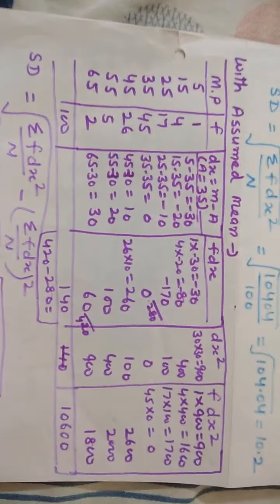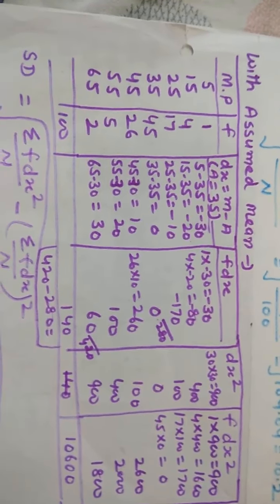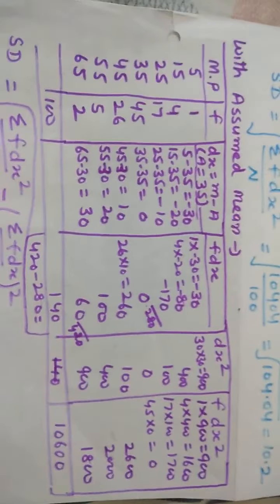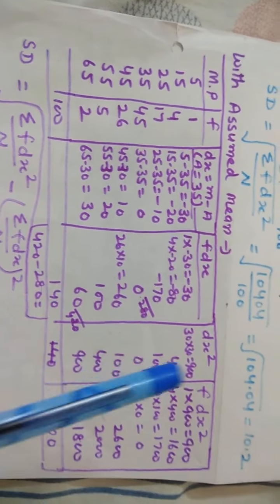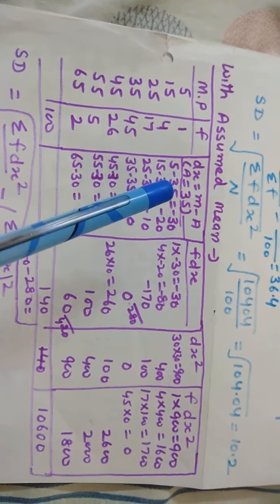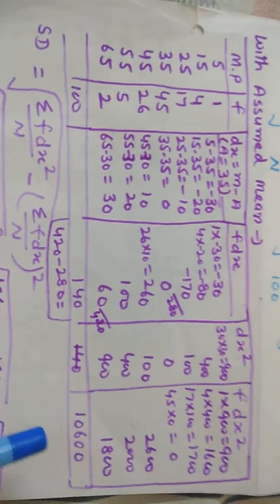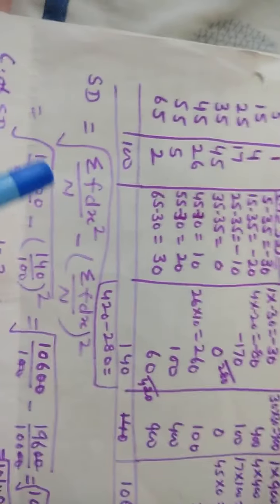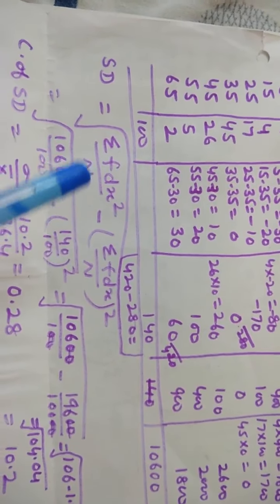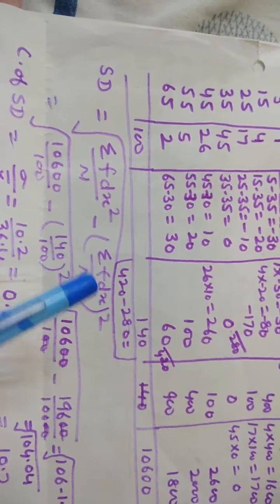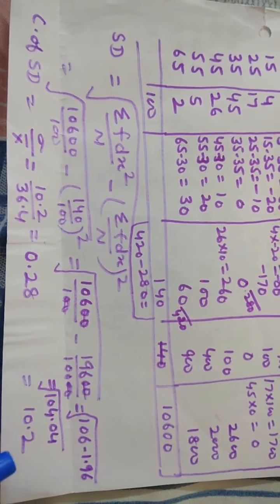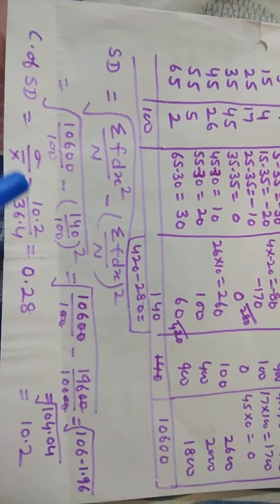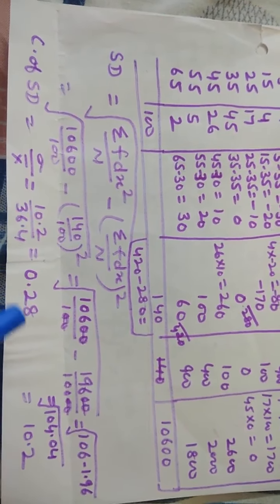When we do with assumed mean, assume one value from midpoint, then take deviation, then multiply deviations with frequency, we get this 140, then do square of deviation dx, then multiply with f, we get 10,600. Then put value in formula summation f dx square over n minus summation f dx over n whole square, whole under root. We get standard deviation 10.2, and coefficient of standard deviation is standard deviation divided by mean, 0.28.